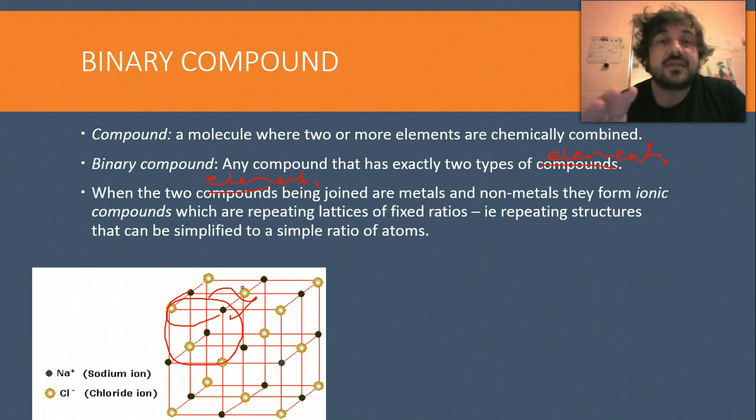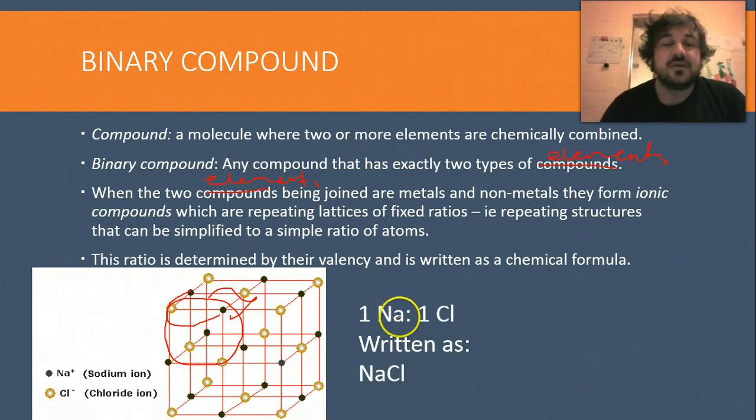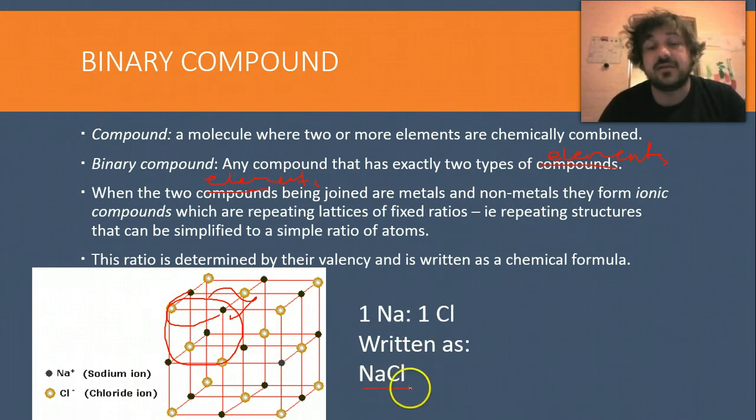That first box there is your repeating lattice, and you see you've got ones off to the side, and away we go. Now, these can be simplified to a ratio of atoms. The ratio is determined by their valency, and we write it as a chemical formula. For example, for every one sodium, we have one chlorine, which means we write the formula for it as NaCl.